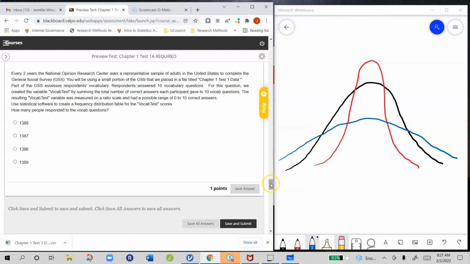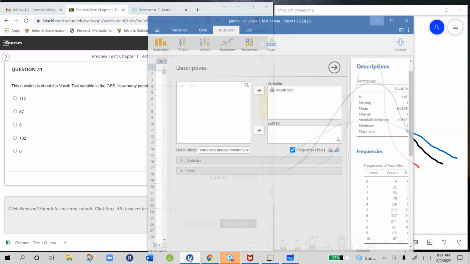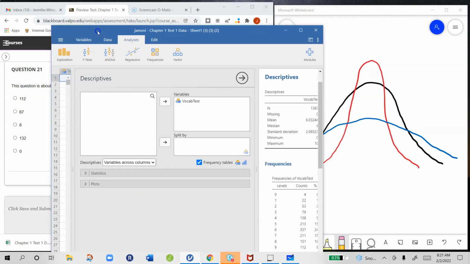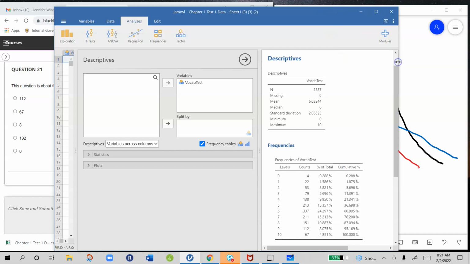All right. Next, we want to know how many people got 10 questions right. We're going to go back to our frequency distribution table that we already created here. Sorry, let me move that over. And so we want to know how many people got 10 right. We have 67 people got 10 right on that distribution. And that represents 4.831% of the 1,387, right? If you divide 67 by 1387.